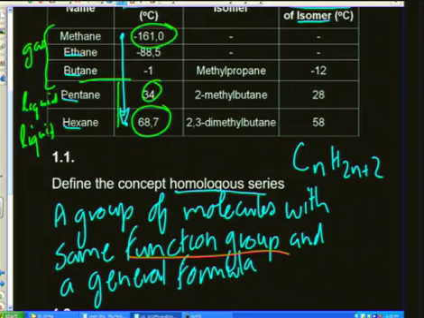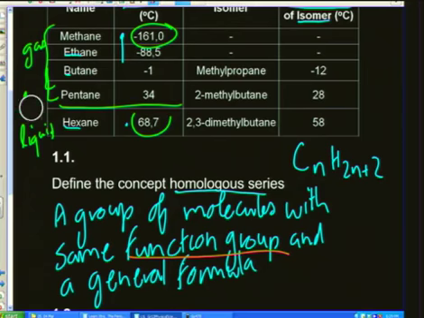This one, 34 degrees, will still be a gas at room temperature. Room temperature is 25 degrees. So all of these will not boil above 25 degrees. So these are gases. Pentane is still a gas at 25 degrees. Only hexane is a liquid at 25 degrees. Hope you've got that. The important thing is that the boiling point is increasing.